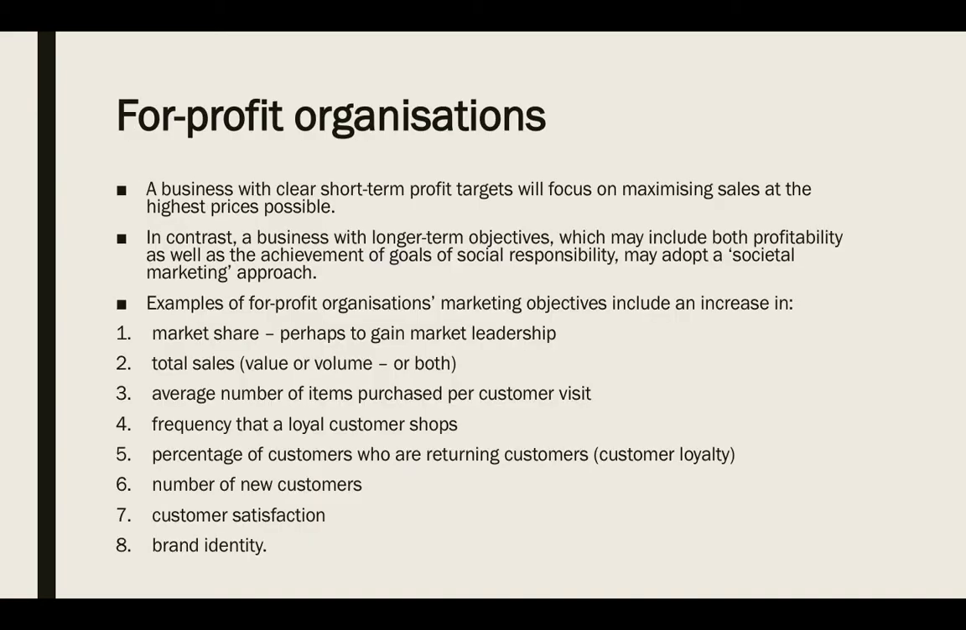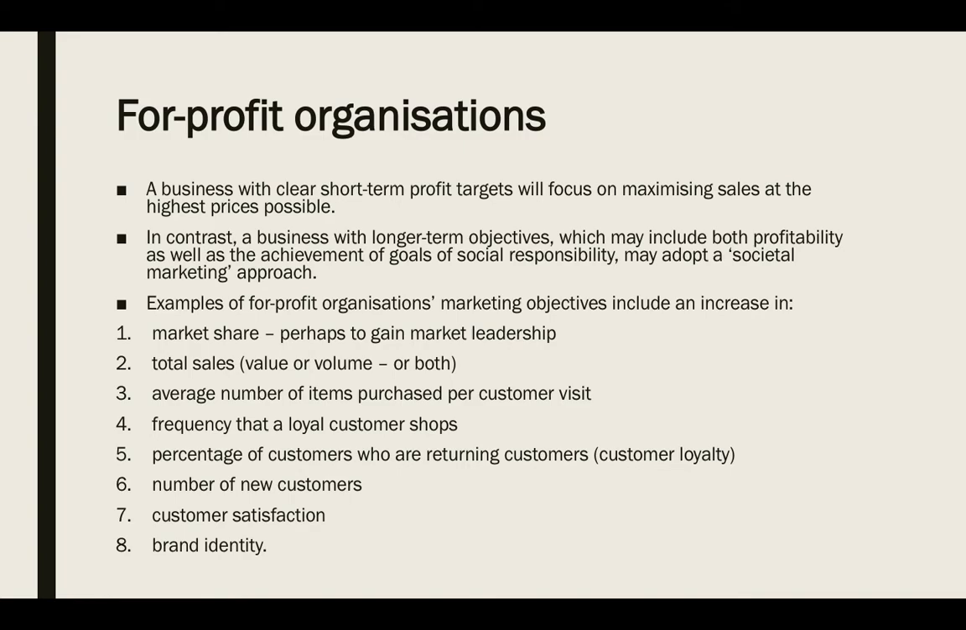Now, let's talk about the objectives for a for-profit organization. And we already talked about for-profit organizations and non-profit organizations as well. So a for-profit organization is a business with a clear short-term profit target. It will focus on maximizing sales at the highest price possible. Okay? In contrast, a business with longer-term objectives, which may include both profitability as well as the achievement of social responsibility goals, may adopt a social marketing approach. This is exactly what I've been talking about for the past slides.